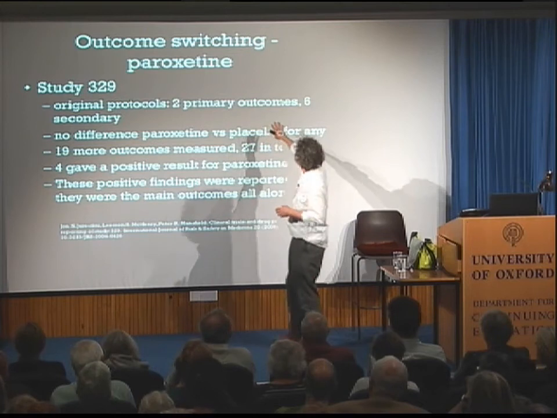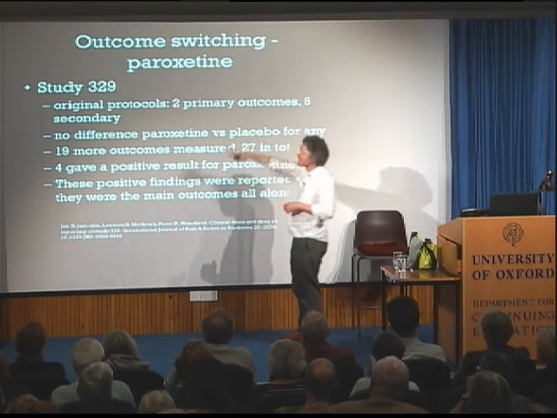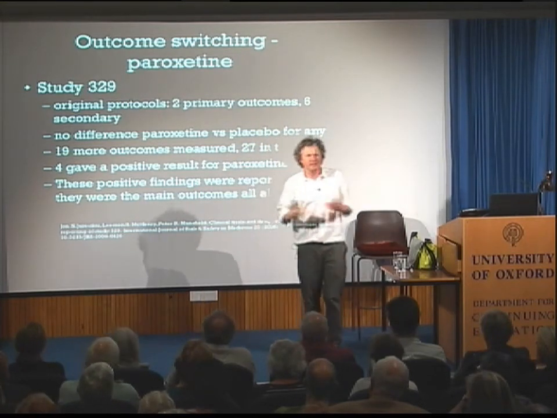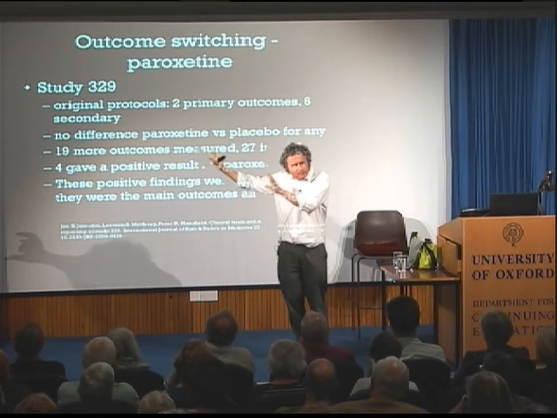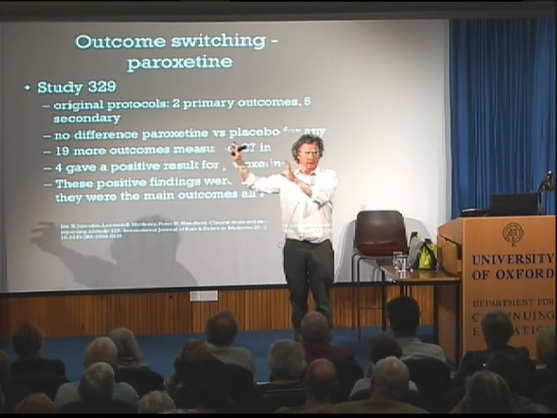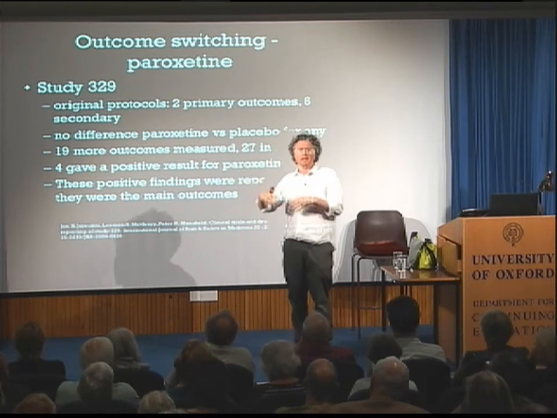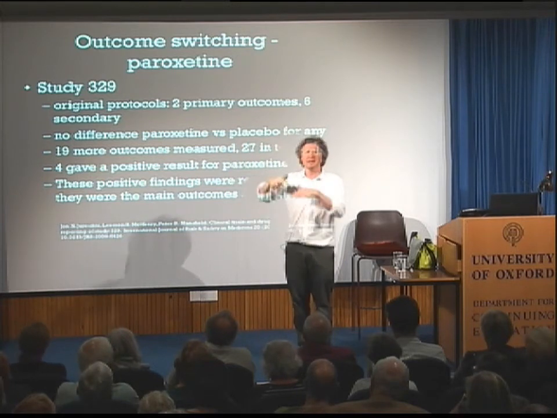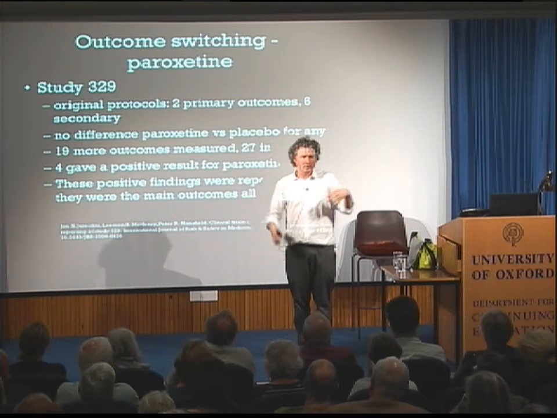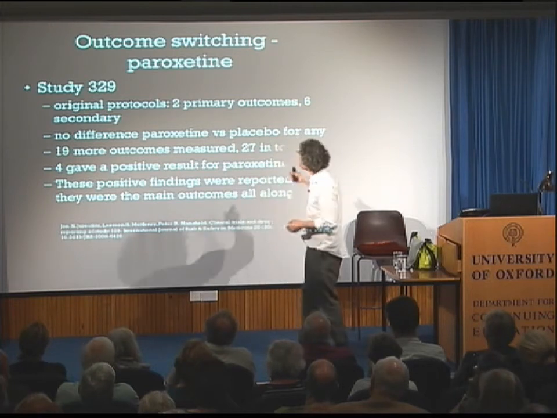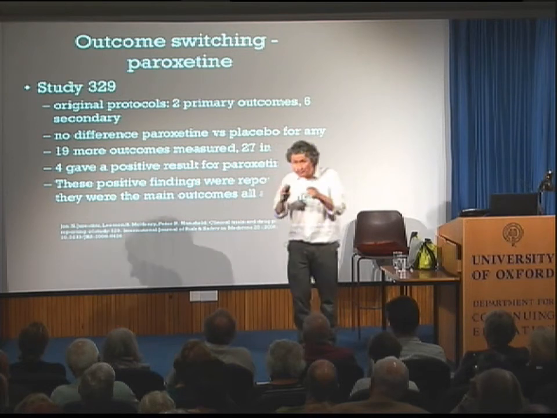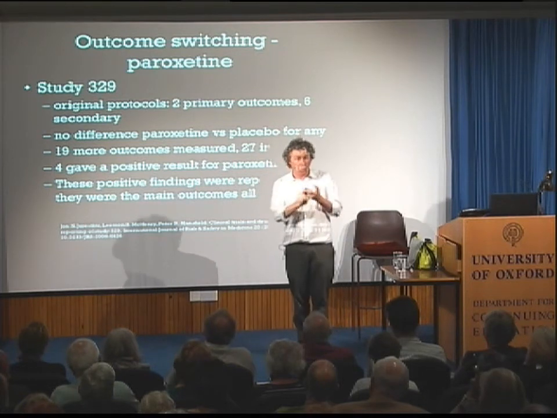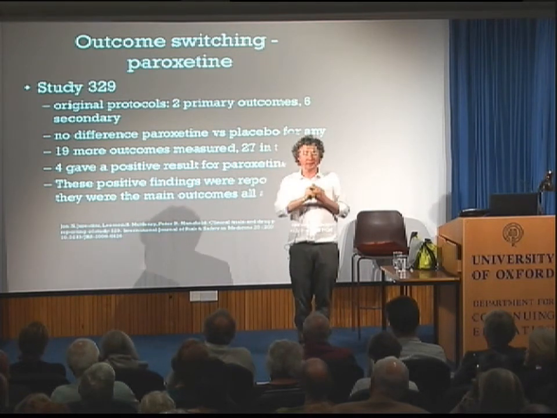So in the original protocols, there were 2 main outcomes measured and 6 secondary outcomes measured. So you're supposed to say at the beginning of your trial, these are the main things that we're interested in measuring. These are the things we're going to consider to be our primary outcomes, and then here are a few more that are secondary outcomes, but maybe we'll have a higher threshold for considering them to be improved. There was no difference for paroxetine versus placebo for any of those 2 pre-specified primary outcomes or any of the 6 pre-specified secondary outcomes.